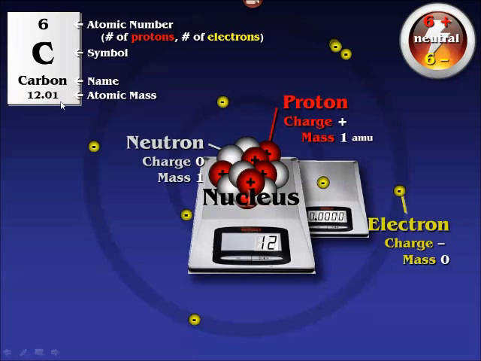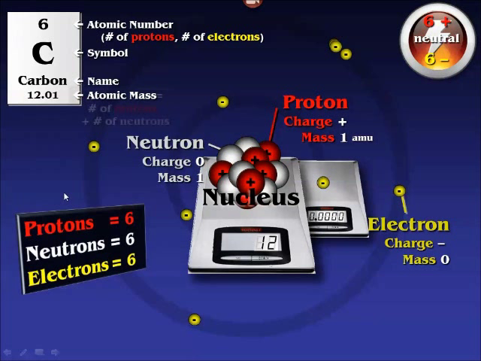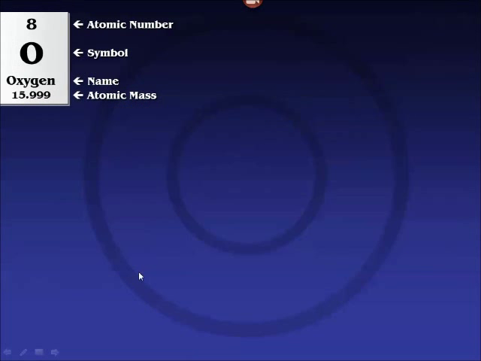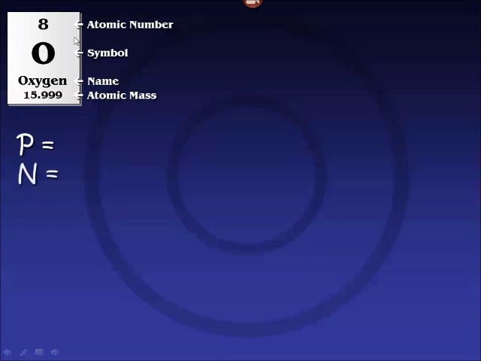Back to our story here. What do we have? In this case, carbon has 6 protons, 6 neutrons, 6 electrons. No problem. Simple. All right, let's try another one. Oxygen. Take a look at this one. Can you figure out the number of protons, neutrons, and electrons? If you want to try it on your own, pause the video. If not, here we go.